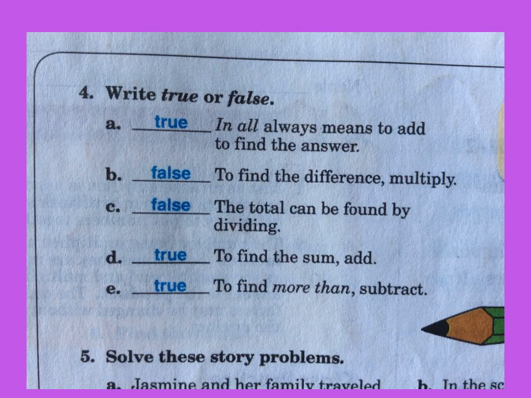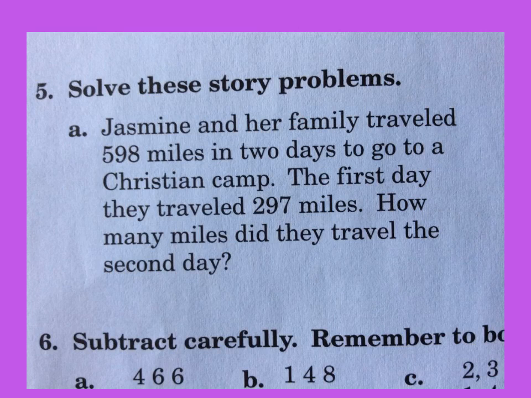Okay, let's look at 5a, the story problem. It says Jasmine and her family traveled 598 miles in 2 days to go to Christian camp. The first day they traveled 297 miles. How many miles did they travel the second day? Well, we know that she traveled a total of 598 miles. And we know the first day they traveled 297. Now, let's figure out the second day by subtracting here.